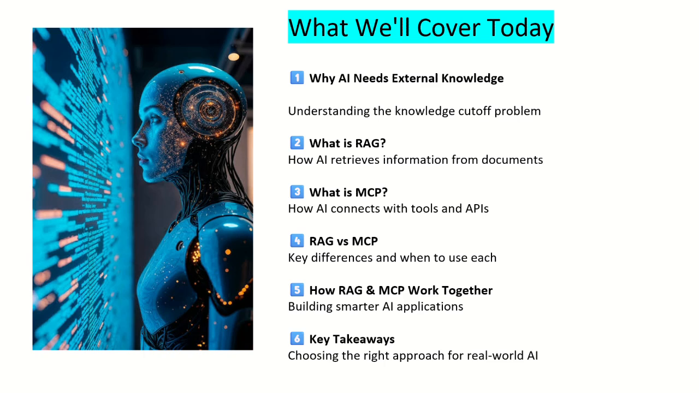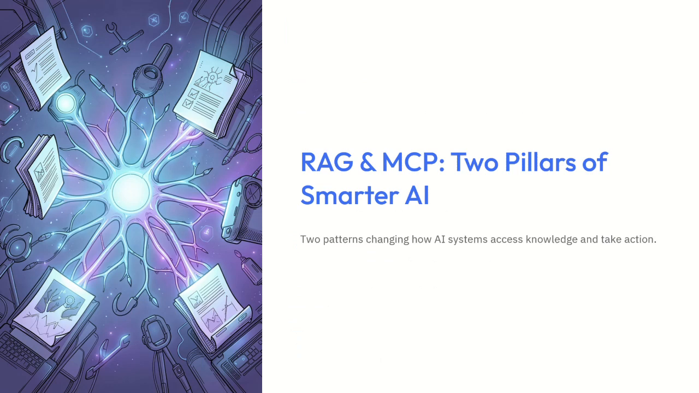Let me just give you the overview of what we will be covering today. Number one, why AI needs external knowledge. Number two, what is RAG? Number three, what is MCP? Then we will see the difference between RAG versus MCP, then how RAG and MCP work together. And at the end, we will see the key takeaways. So let's go ahead. Now, RAG and MCP, two pillars of smarter AI.